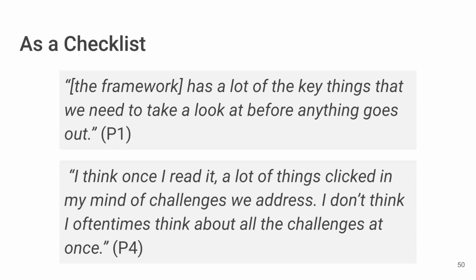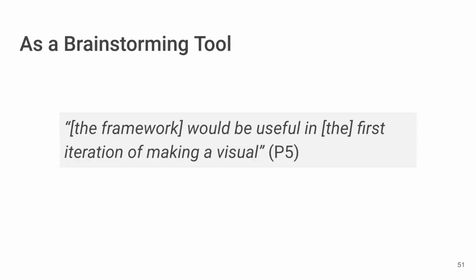P4 said that, "I think once I read it, a lot of things clicked in my mind of challenges we address. I don't think I oftentimes think about all the challenges at once." Some comments also suggested this framework could be a brainstorming tool and can be useful in the first iteration of making a visual.